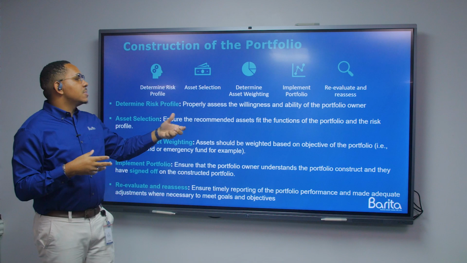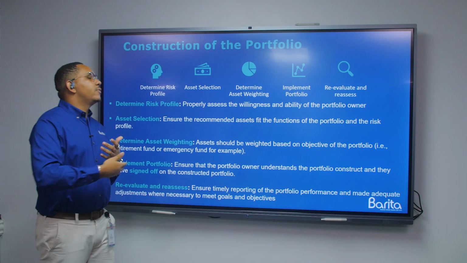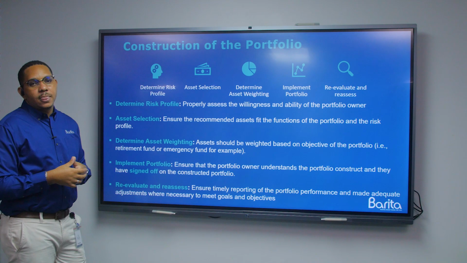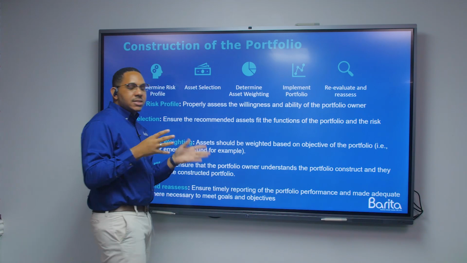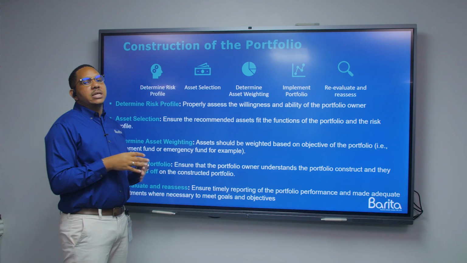Are they looking to draw down money on it on a monthly basis? Are they looking for the portfolio to fund itself? Those are the things that go into determining the asset weighting for the portfolio. Then you implement the portfolio, you buy up the securities, you create your weightings, and you look at the portfolio and say, all right, this is your portfolio, and you give them their monthly statements, right?